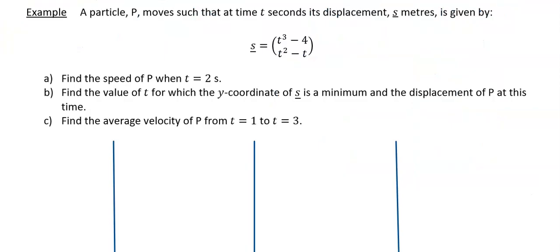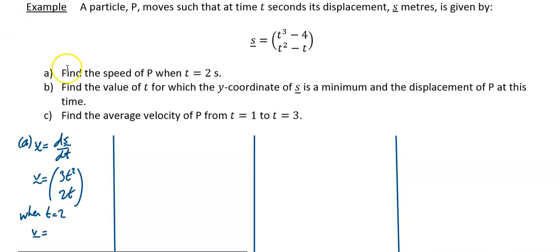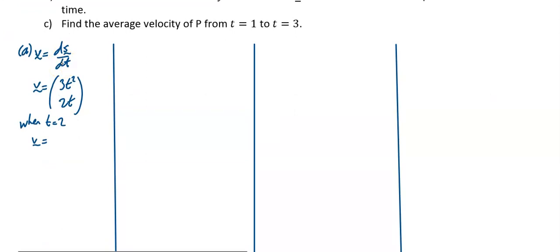This next example says find the speed of p when t is equal to 2. So in this question, you start off, you have got your displacement, so we can get our velocity first of all by differentiating your displacement with respect to t. So still keep it as a column vector, it makes life very simple. That's just going to be 3t squared, and that's going to be 2t on the bottom line. So just say when t is equal to 2, your velocity first of all is going to be equal to 3 times 2 squared, which is going to be 12, and then 2 times the 2, which is going to be 4.